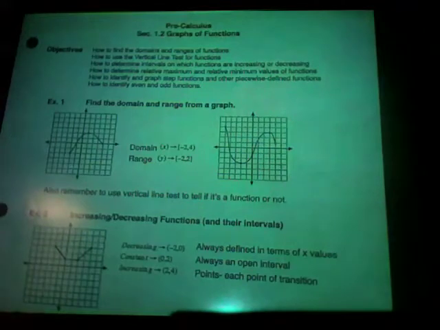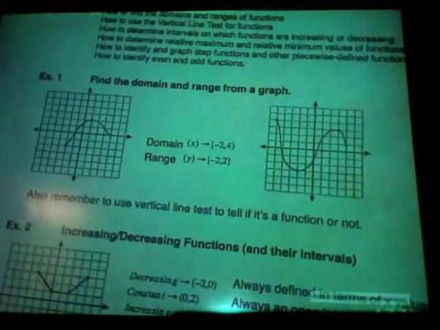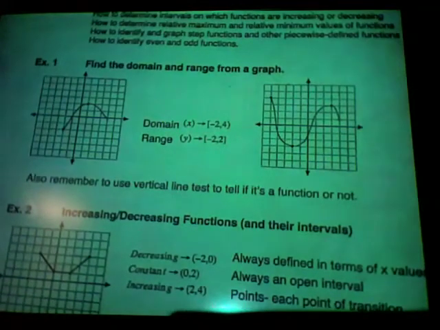I know, just kidding. All right, so section 1-2 talks about graphs of functions. So we talked about what a function was. So now we're going to specifically look at graphs of functions. So example 1. We're going to find the domain and the range from a graph.